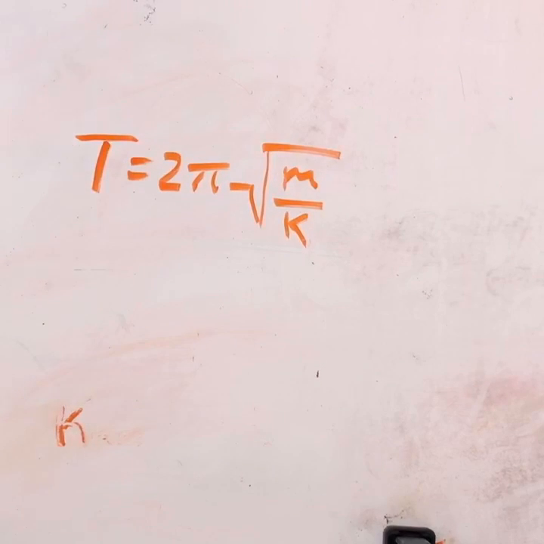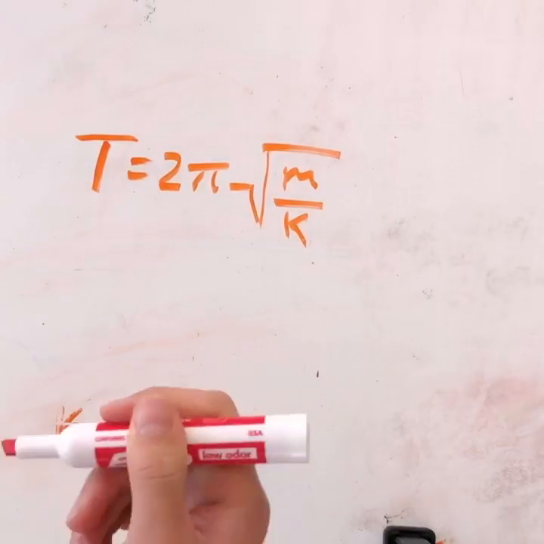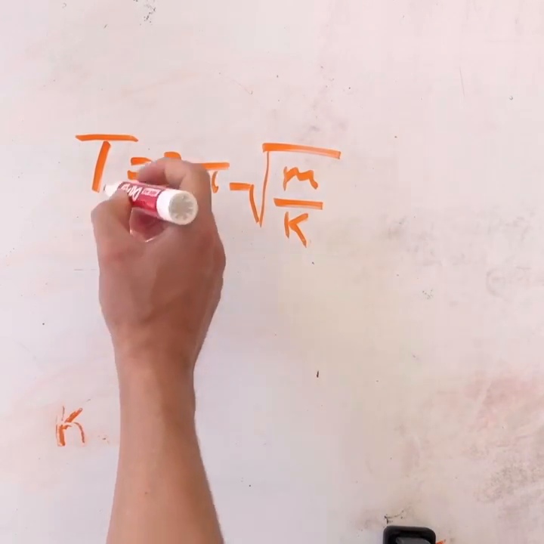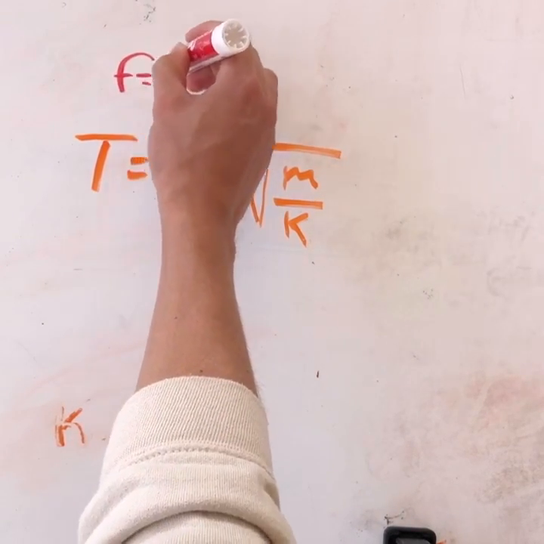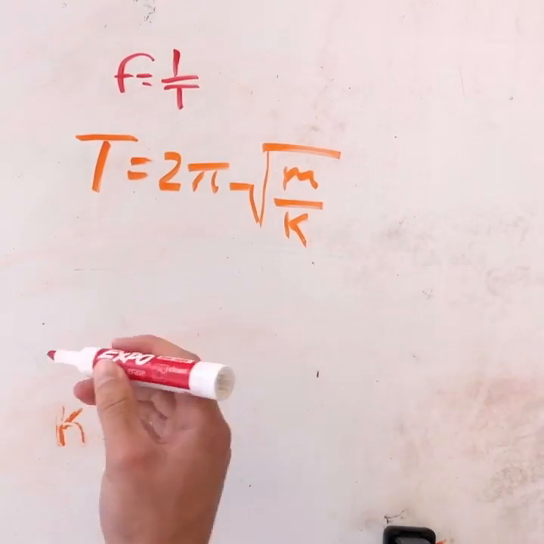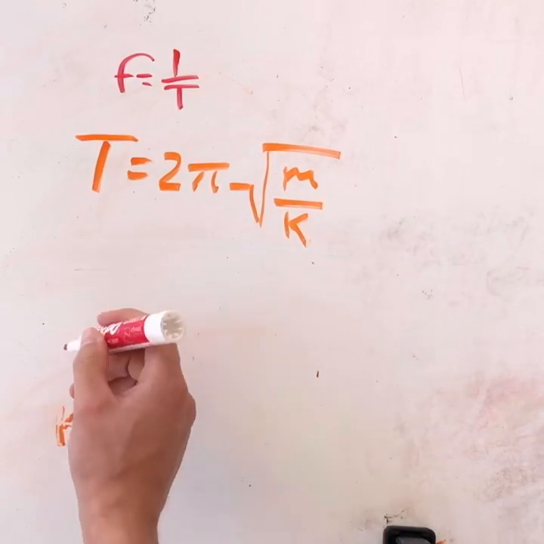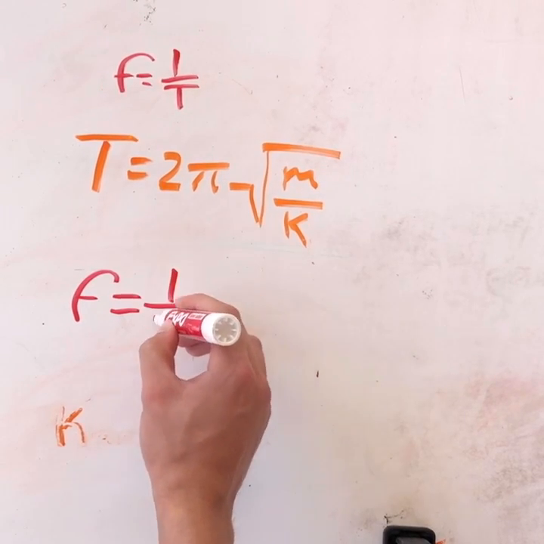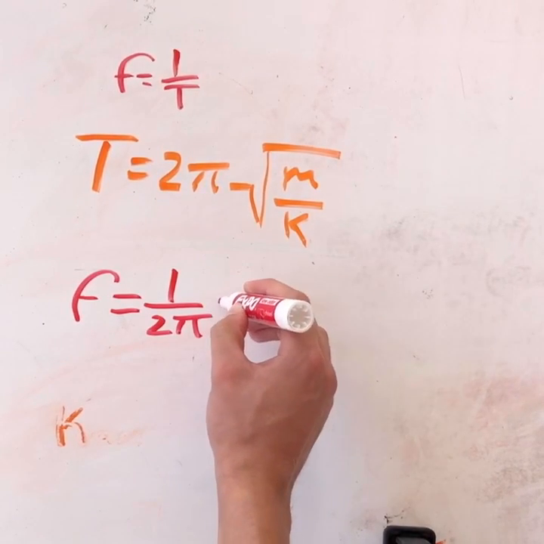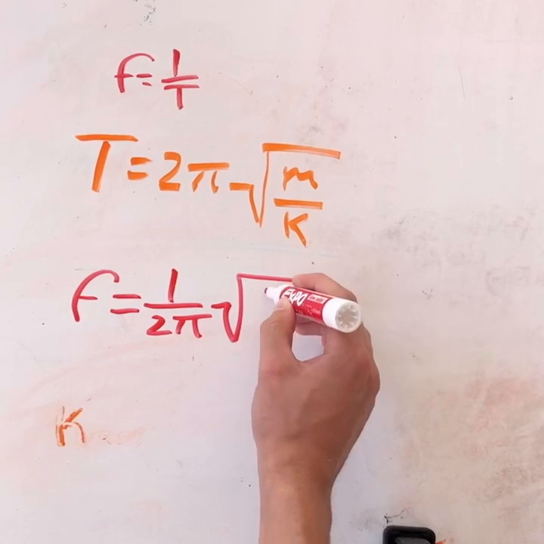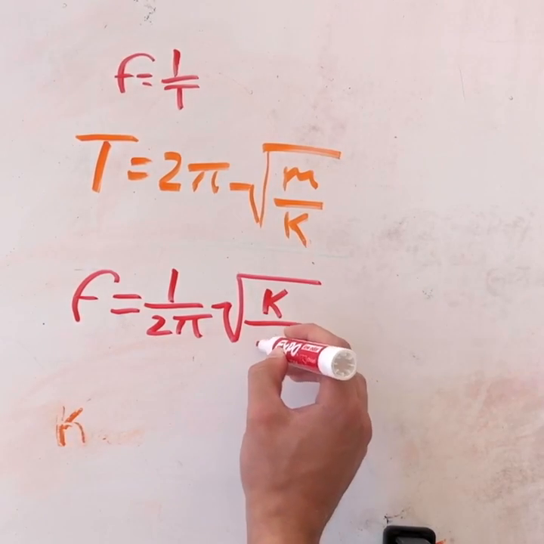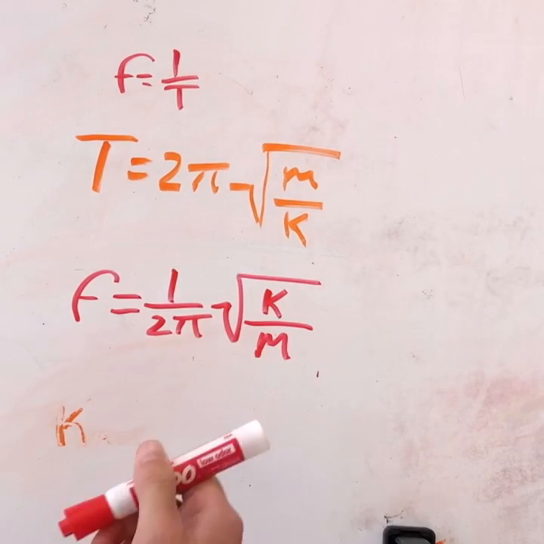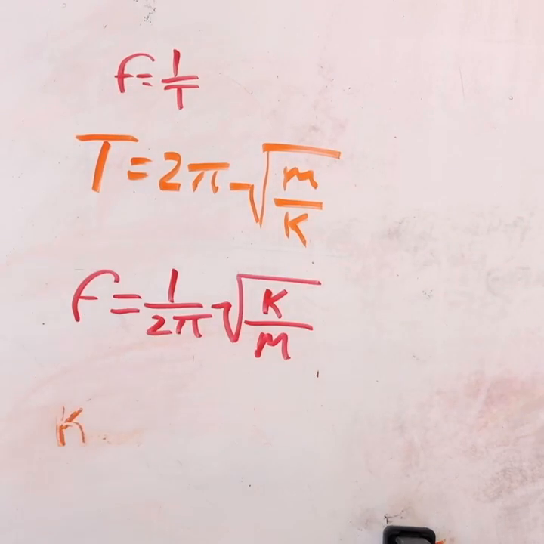And then for frequency, which is the same as 1 over period. So remember, F equals 1 over T. We're going to see that in this formula. F is going to equal 1 over 2 pi square root of K, the spring constant, over mass. All right, K stands for spring constant, M stands for mass, and here are our two formulas that we're going to work with.